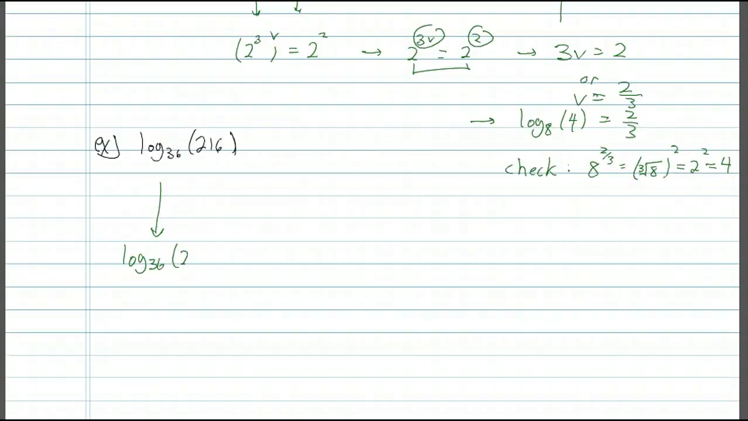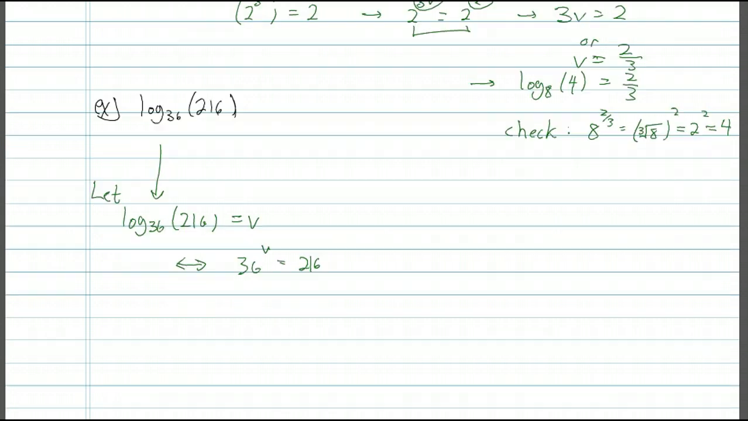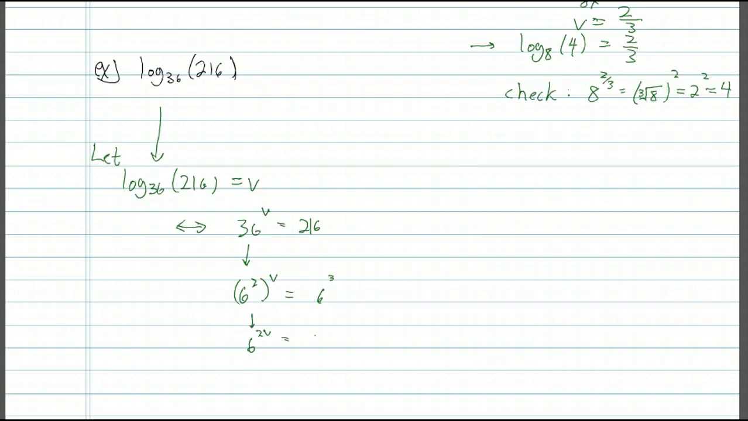All right, for the last one, again, this one's not going to be something simple. 36 to the first power is 36. 36 squared is not 216, so it's got to be between 1 and 2. So we're going to call log base 36 of 216 something, v, and convert to exponential form, so 36 to the v power is 216. Rewriting each side as a power of 6, 36 is 6 squared, 216 is 6 cubed.